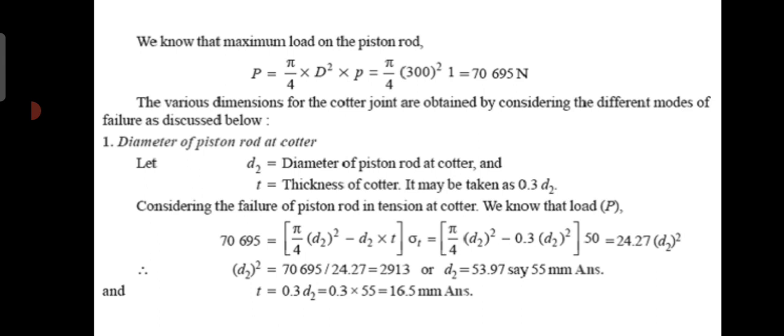Here we know the value of P equal to 70.695 into 10 to the power 3 and thickness equal to 0.3 D2. After substituting these values we can get D2 equal to 53.97. Finally we may say 55 millimeter. So from this value we can find t equal to 0.3 D2, that is 0.3 into 55 equal to 16.5 millimeter.